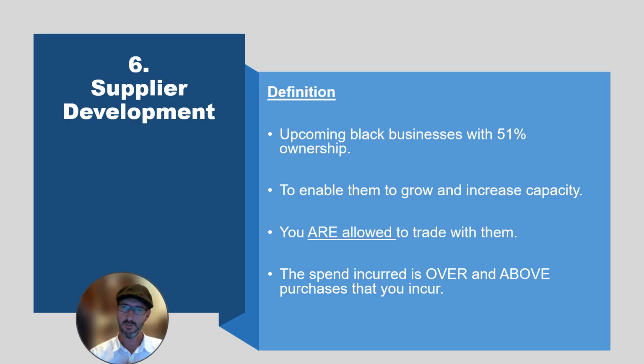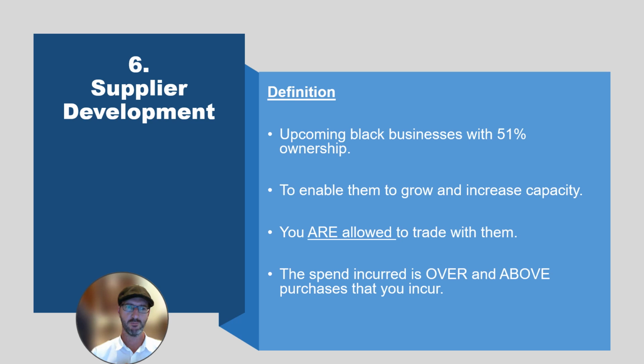So what is supplier development? If we look at the codes, we need to look at companies that are 51% or more, at least 51% black owned. They need to be a supplier. So it means that you need to do business with them. You need to buy from them. So they need to be a supplier that you actually spend money on, and then you incubate or increase them. You accelerate their business through the money or products that you provide to them. You enable them to grow in capacity.